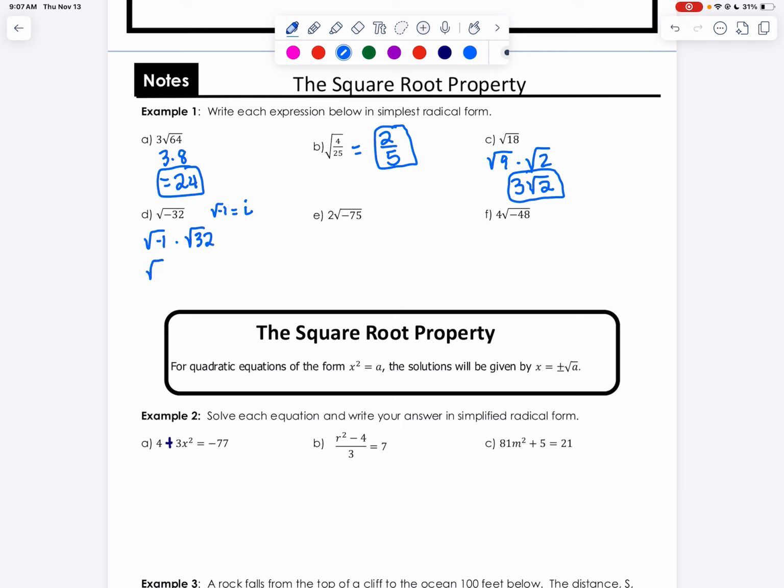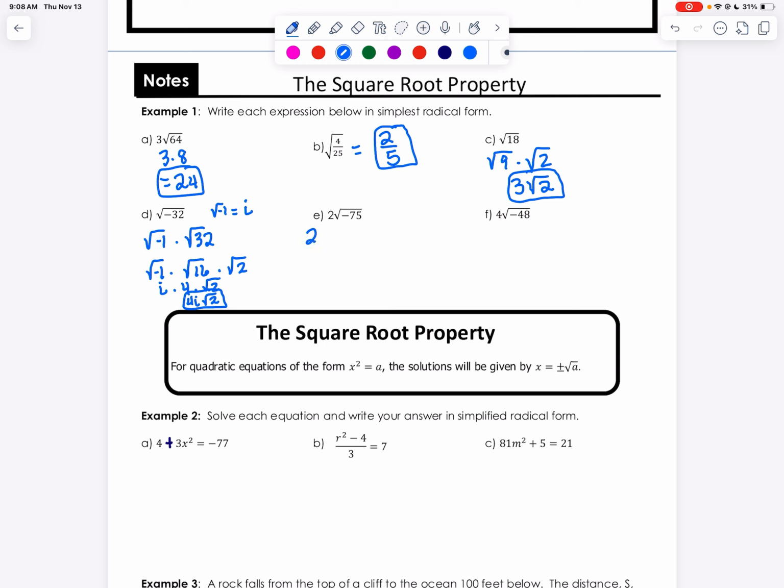So this would be square root -1 times square root 16 times square root 2. So the square root of -1 is i, the square root of 16 is 4, and square root 2 will not break down. Now I want to rewrite i times 4 as 4i, so we'll have 4i square root 2 as my final answer.